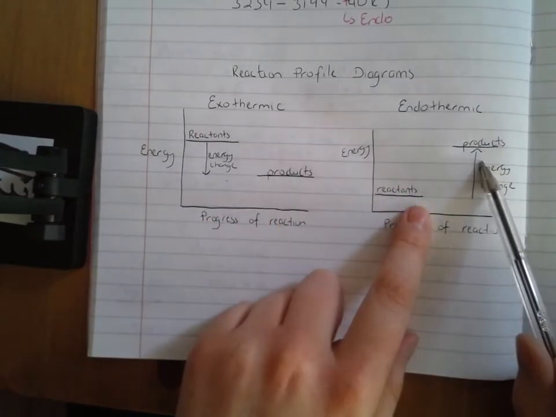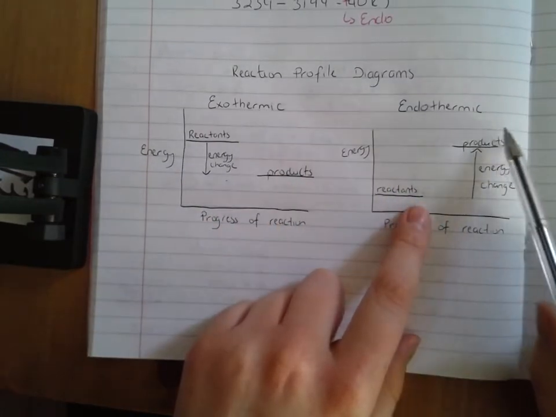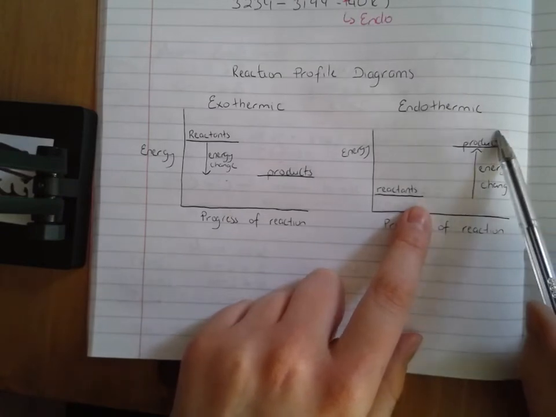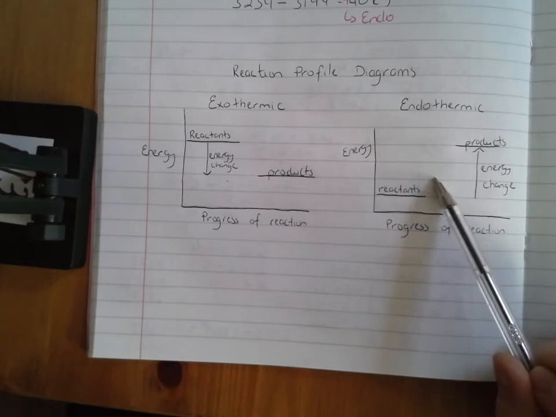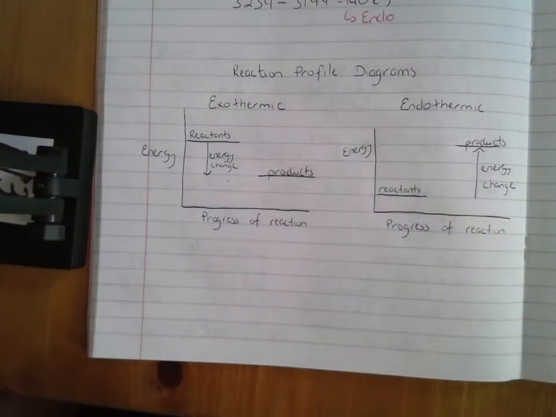On the endothermic diagram, the product should be above the reactants as energy is being absorbed, and your products are going to have more energy than your reactants. There's one other thing that we need to include on both of these diagrams, and that is the activation energy.